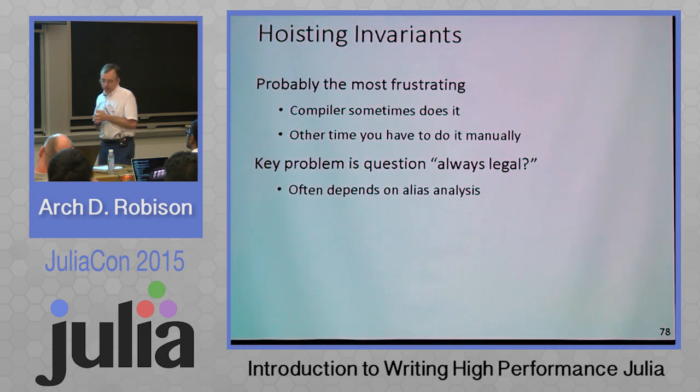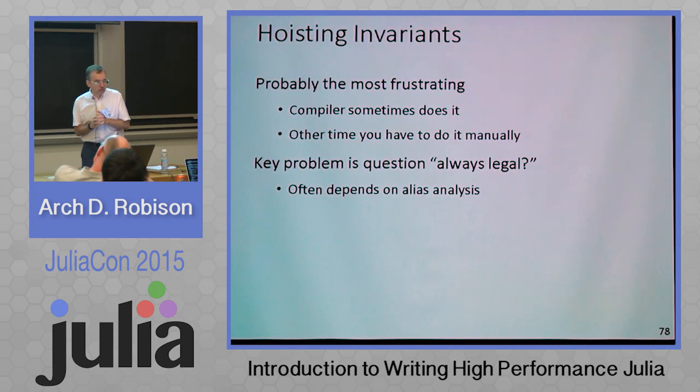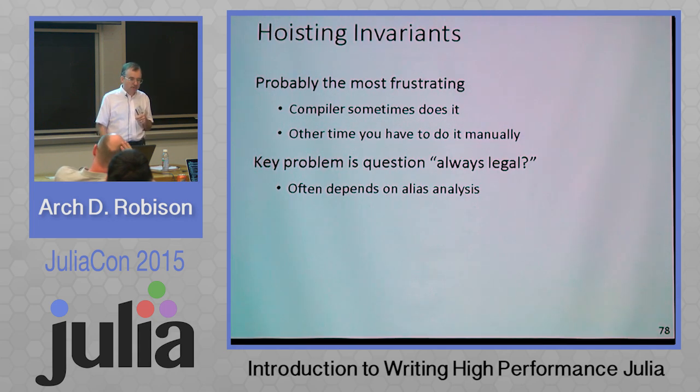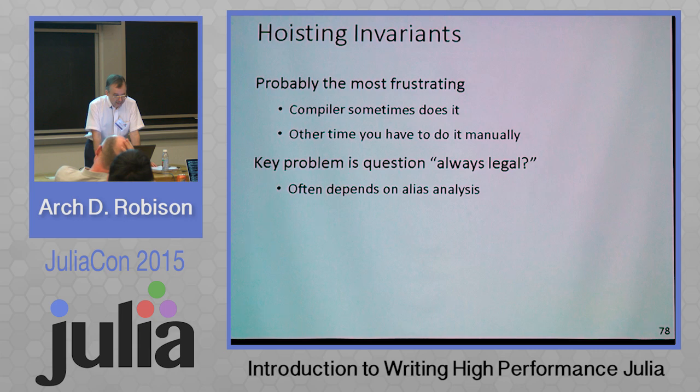Hoisting invariants. This is right now the most frustrating thing with Julia for me, because the compiler sometimes does it, but other times you have to do it manually. I understand some places the compiler is never going to be able to do it, but other spots, I think with better compiler technology, we'll get there and hoist more stuff itself. The key question is always, is it legal to hoist it? And that comes down to something called alias analysis, figuring out how many things refer to a particular memory location, so they can figure out how many things can affect that memory location and possibly change it.